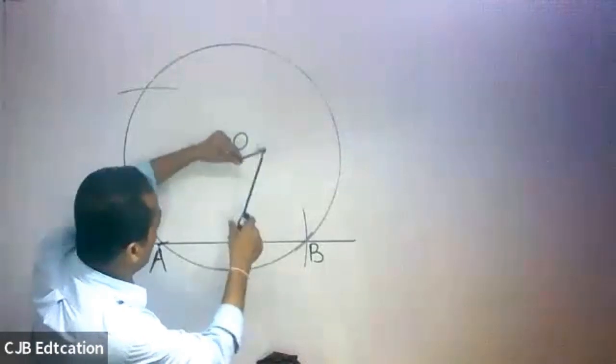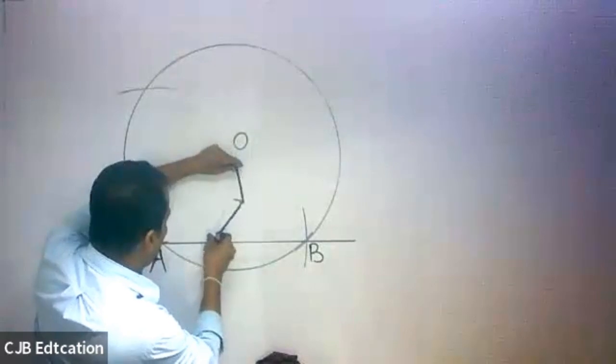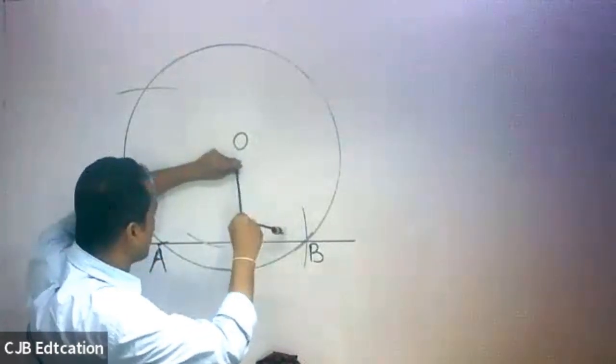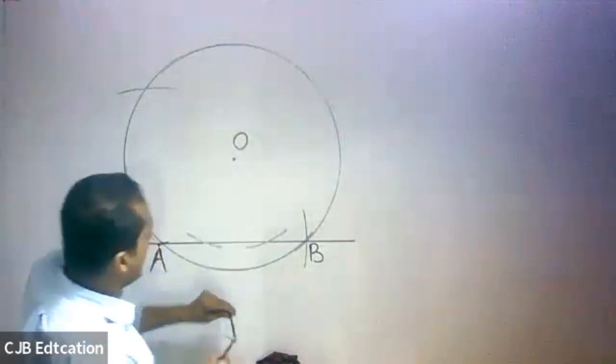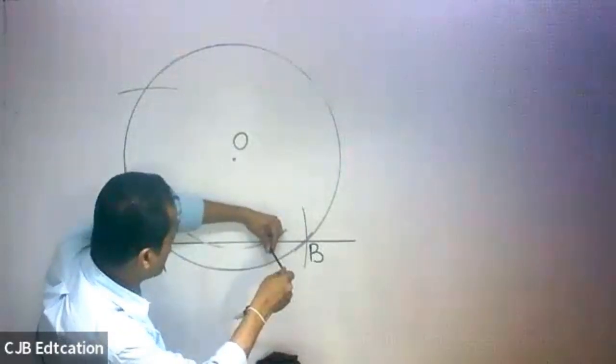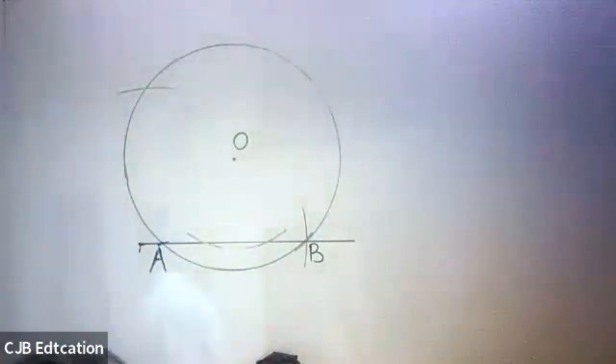Put the tip on the point O and take a little bit more distance for the AB straight line, and take 2 arcs on the AB straight line in this way, 2 arcs. Then take another little bit more distance with the compass and put the tip on each intersection. And hold on 1 second.